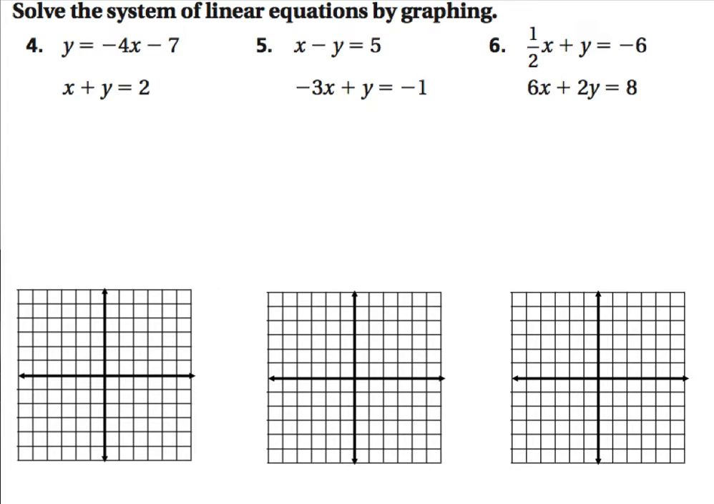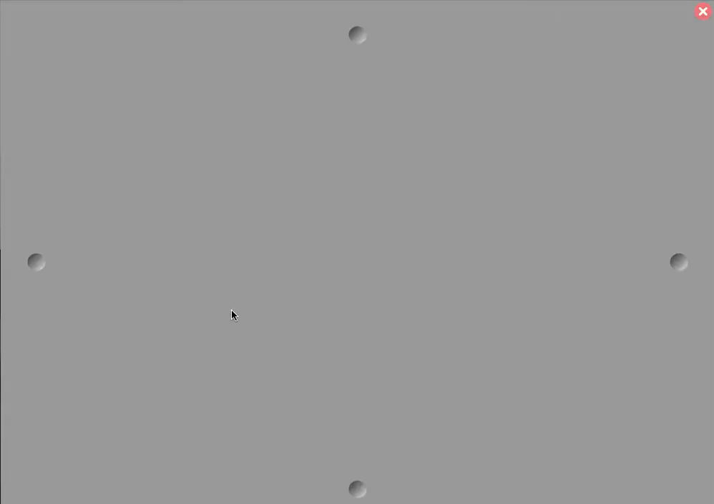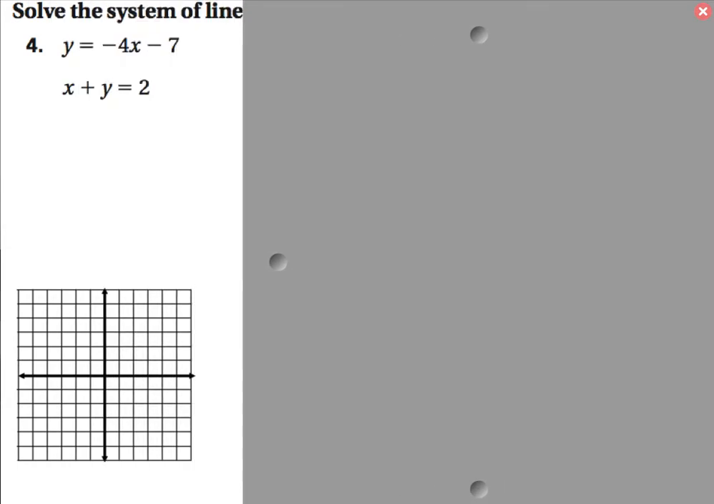Okay. Solve the system of linear equations by graphing. Let's go ahead and just, for the video's sake, do one of these rather than all three of them. Now the first one, y equals negative 4x minus 7, I can go ahead and graph that one. No problem. Let's do it in red.